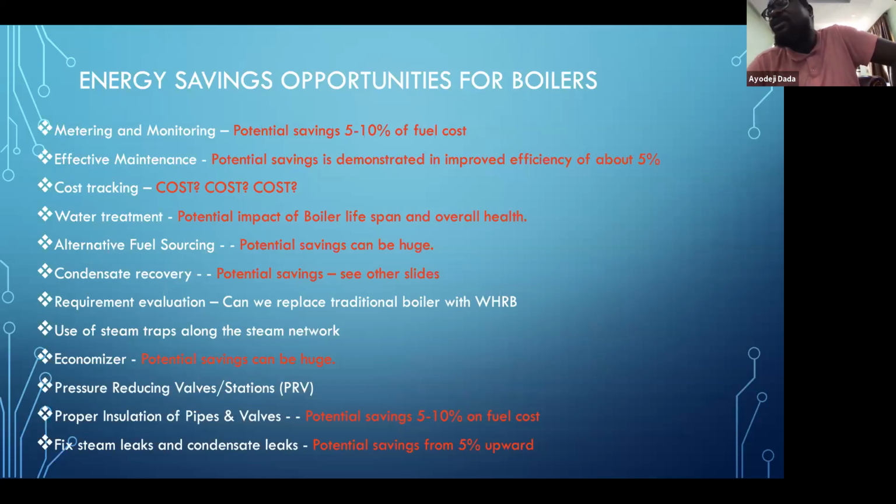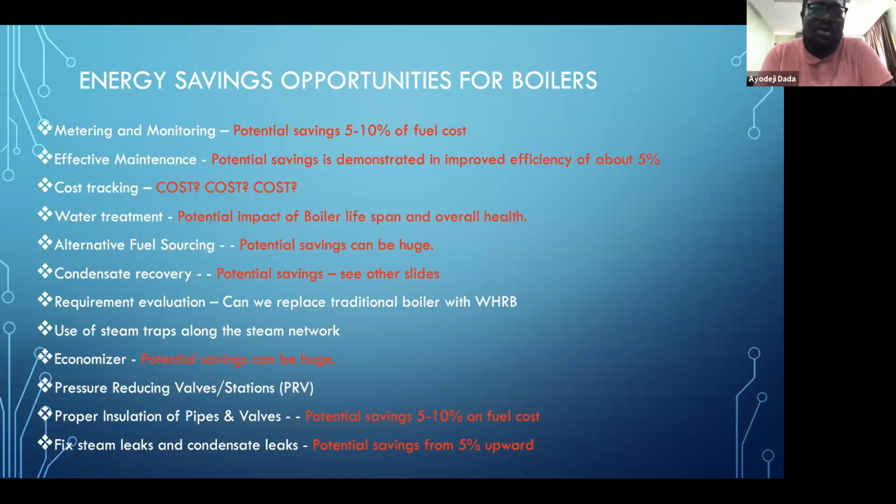Another opportunity for saving money in the boiler is alternative fuel sourcing. If you have access to natural gas, we all know it's cheaper than diesel, cheaper than LPFO. We can change the fuel source. Of course, my senior colleagues have mentioned this earlier, condensate recovery. The basic thing it does for you is a 1 degree saving. If you achieve 1 degree of temperature change from adding condensate to your water, it can lead to about 1 liter saving on any fuel that you use.